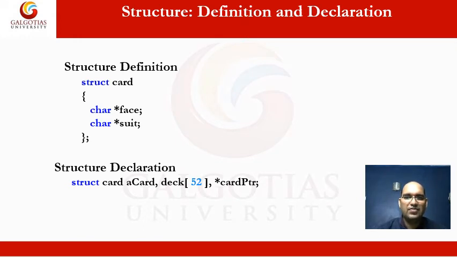In the declaration, we have created an object, that is a card deck, which is an array of structure of 52 that can hold 52 elements of struct card type, and there is a pointer variable card ptr which can point to a structure of type struct card.